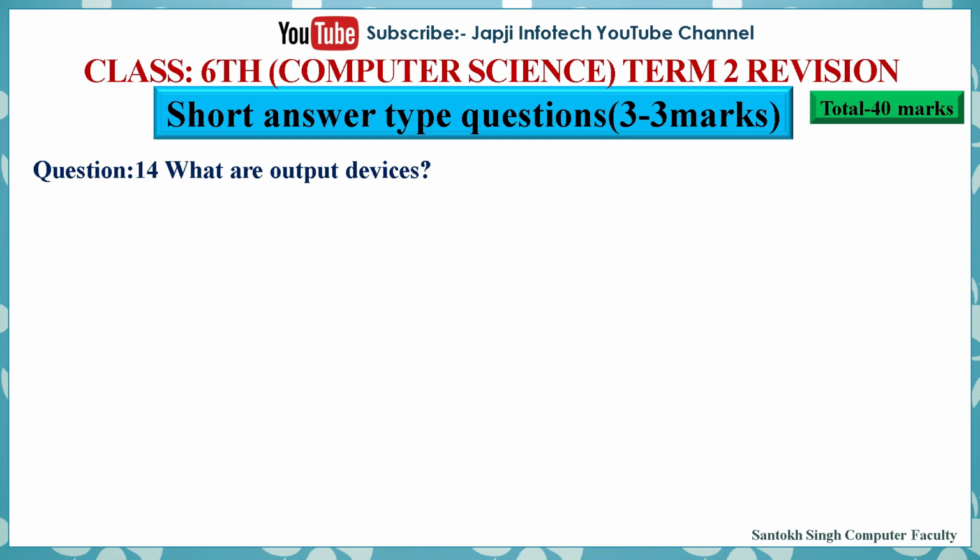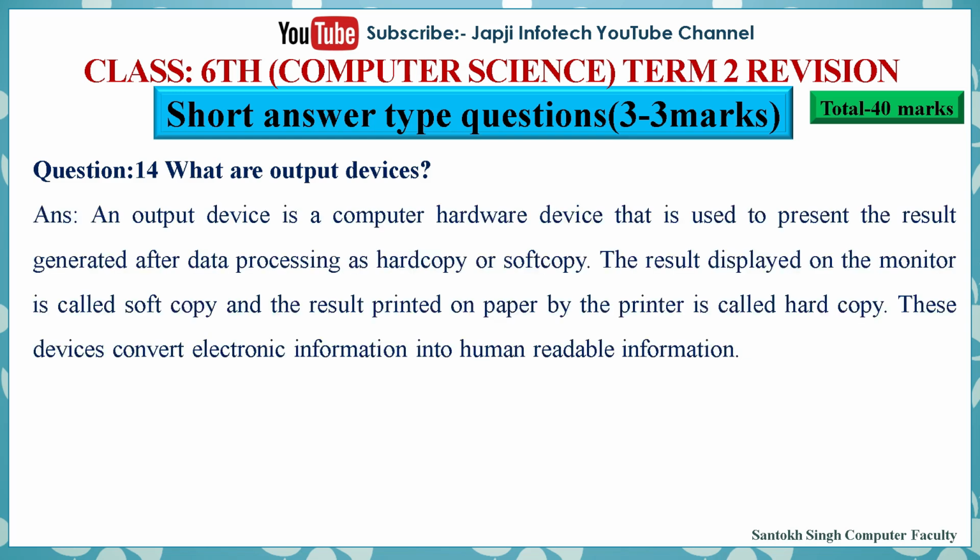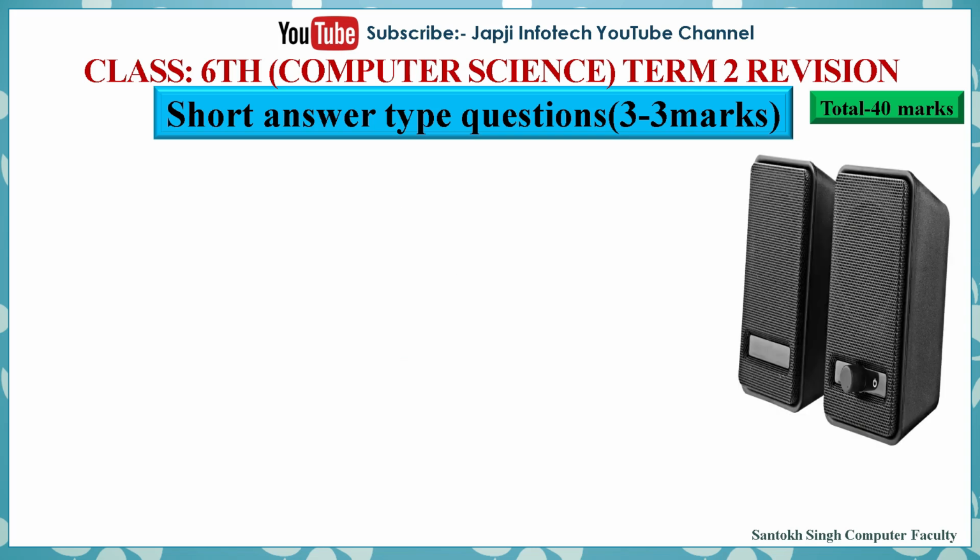And 14th question is, what are output devices? And the answer is, an output device is a computer hardware device that is used to present the result generated after data processing as hard copy or soft copy. The result displayed on the monitor is called soft copy and the result printed on paper by the printer is called hard copy. These devices convert electronic information into human readable information.